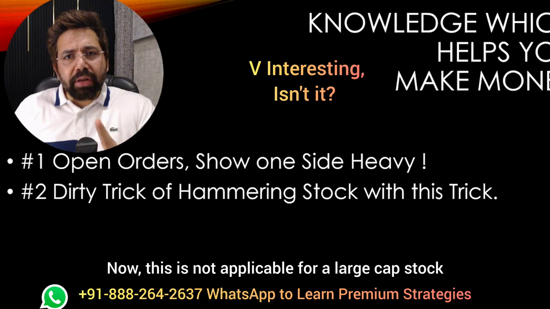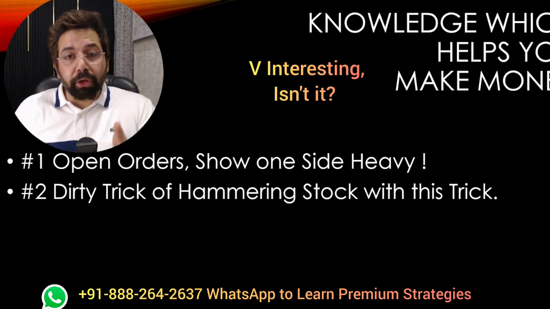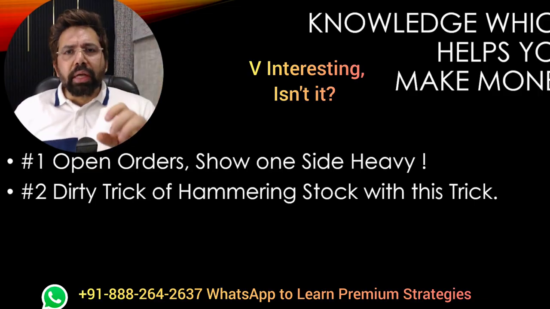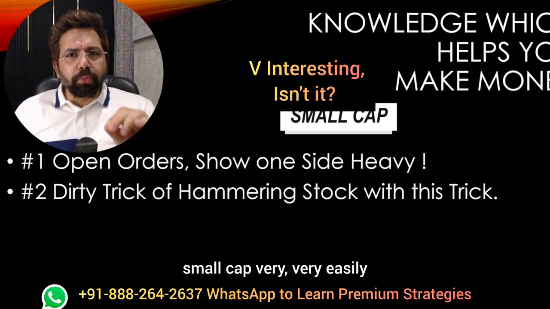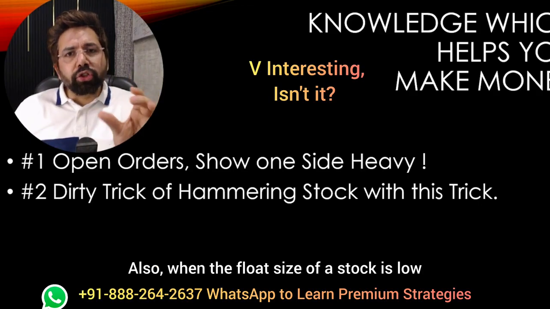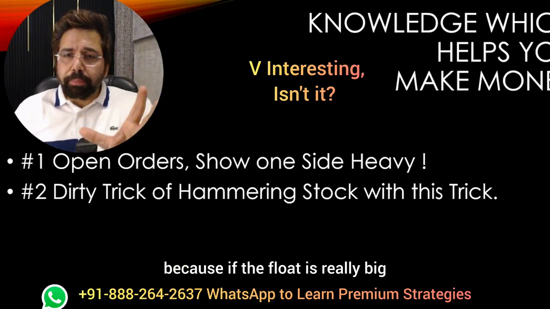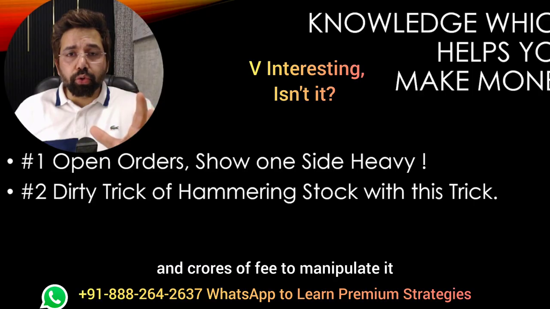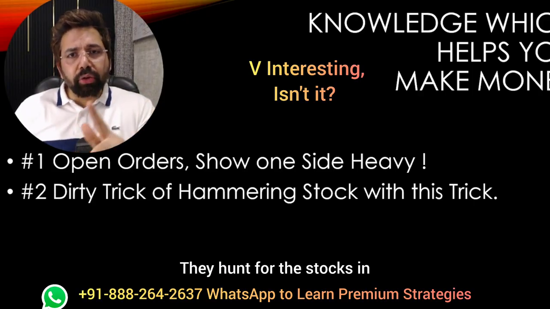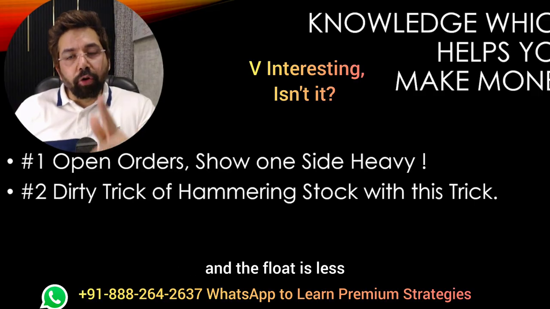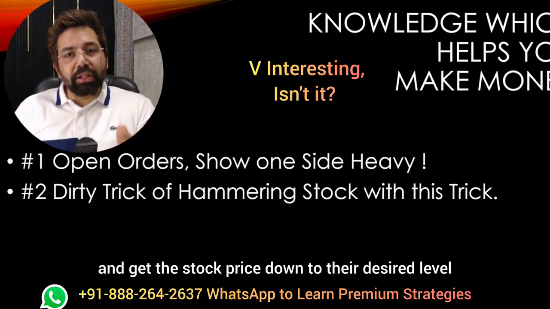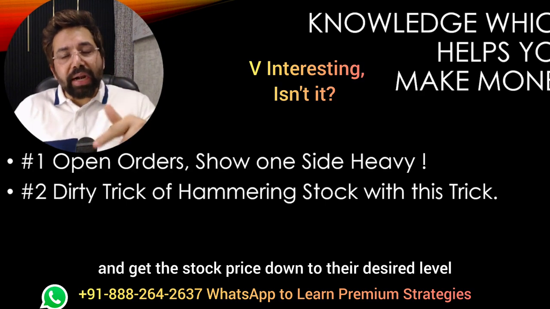Now, this is not applicable for a large cap stock because a large cap will require a lot of money to hammer the stock down. This is usually done in mid cap and small cap very, very easily. Also when the float size of a stock is low, because if the float is really big, it will take crores and crores of rupees to manipulate it. They don't want that. They hunt for stocks in which pledging is done and the float is less, so they can easily manipulate the stock and get the price down to their desired level.